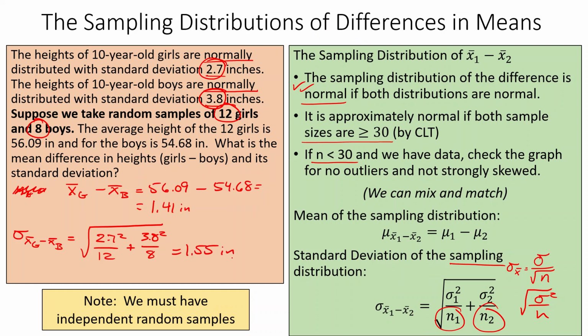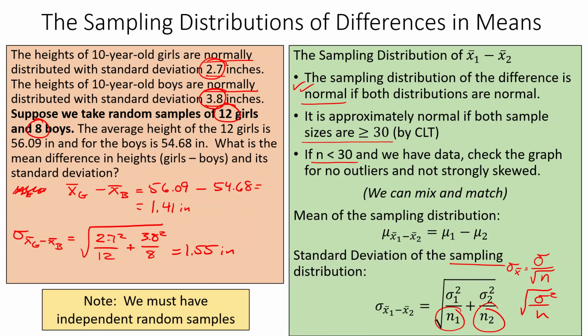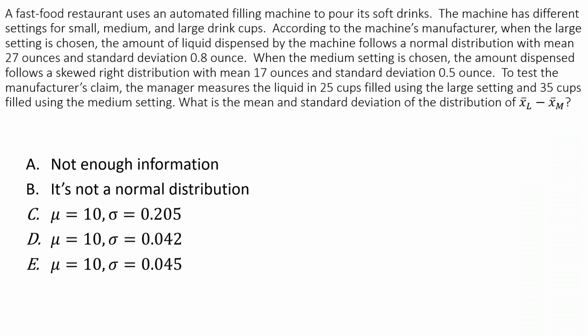So this is 1.55, also in inches. All right, so notice this was a lot smaller than it was on the last slide. On the last slide, it was like, what, 4 point something? And on this slide, it's 1.55. So when we have sampling distributions with those sample sizes, it makes our distribution less spread out. Our standard deviation gets smaller. All right, so another example here.